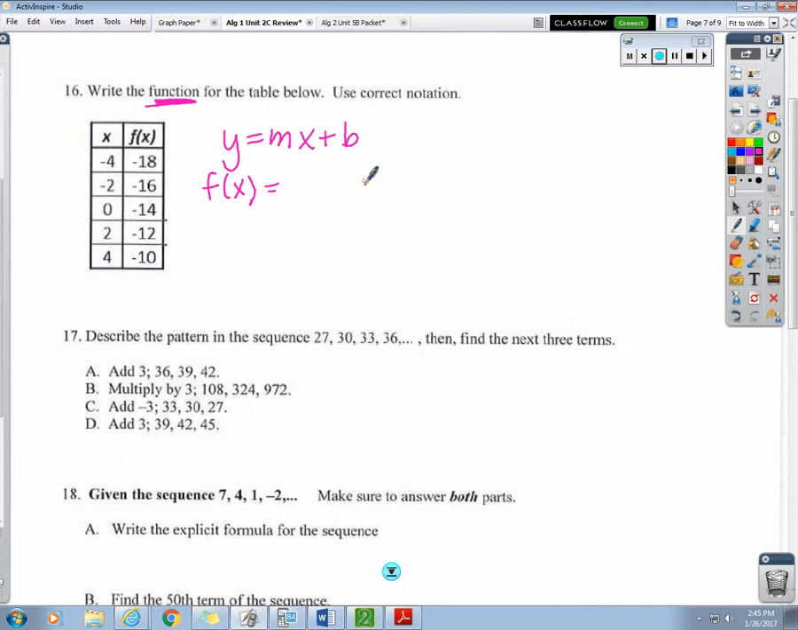Well, what's the b? Negative 14. Isn't your b always where your x is 0? That's your y-intercept. And then how do you find your m? Choose 2 points, calculate the slope. So negative 12 minus negative 14 over 2 minus 0, that becomes a plus. Negative 12 plus 14 is 2, 2 minus 0 is 2, so a slope of 1.